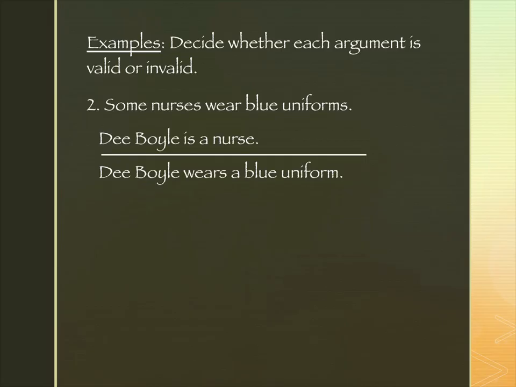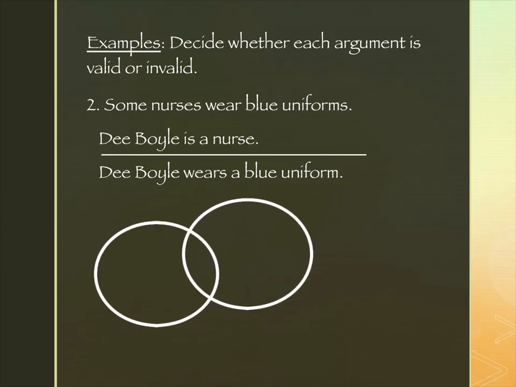All right, some nurses wear blue uniforms. So we're going to start with that piece. What kind of circles does it tell me to create? Overlapping, good. Okay, what are my overlapping circles going to be labeled? Nurses and people who wear blue uniforms. You can feel free to abbreviate it as long as you can identify what you're talking about. I'll be a little bit more descriptive in mine. Okay, does that make sense?